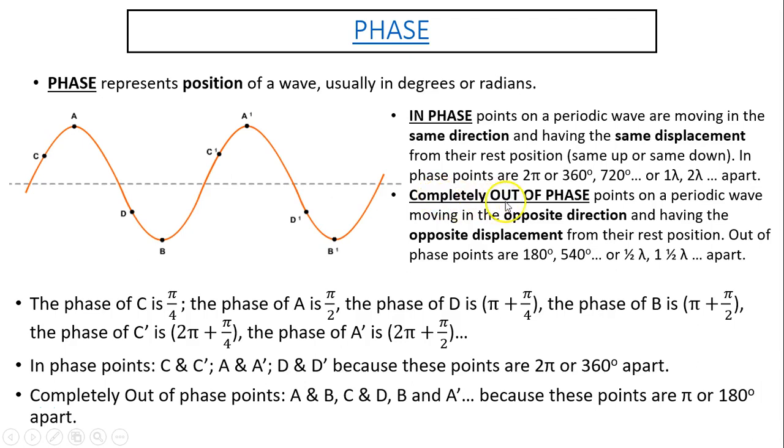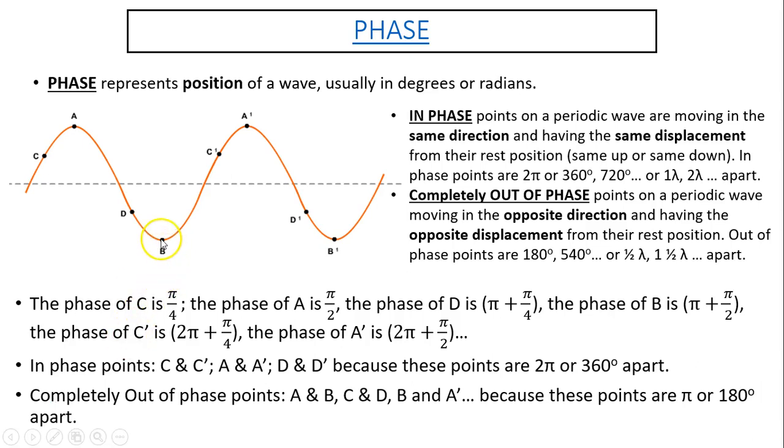The next vocabulary is completely out of phase. Completely out of phase points on a periodic wave move in the opposite direction and have the opposite displacement. That means one is positive, the other one is negative. And they are usually 180 degrees apart, or half a wavelength apart, or 1.5 wavelengths apart, and so forth. Let's take a look at this diagram. Which 2 points are out of phase? A and B are out of phase because they have opposite displacement. A is moving down, B is moving up, and they are exactly 180 degrees apart, or pi apart.